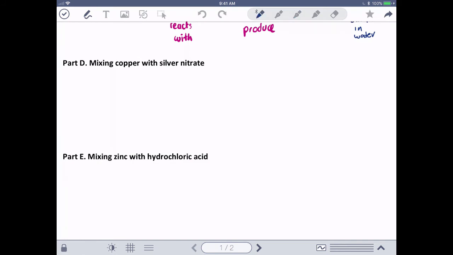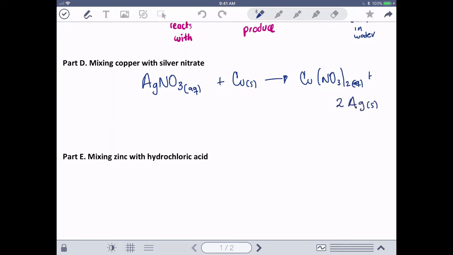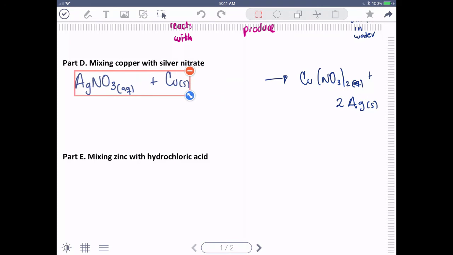So we reacted the silver nitrate, which was aqueous, so silver nitrate aqueous, and you reacted that with solid copper, and then this produced copper nitrate and silver solid.